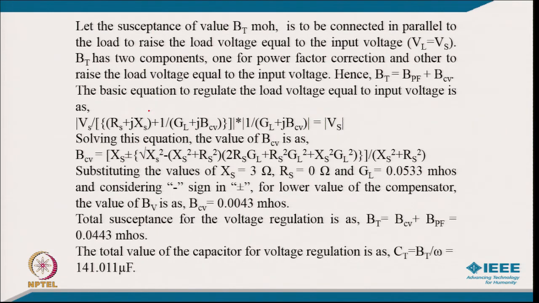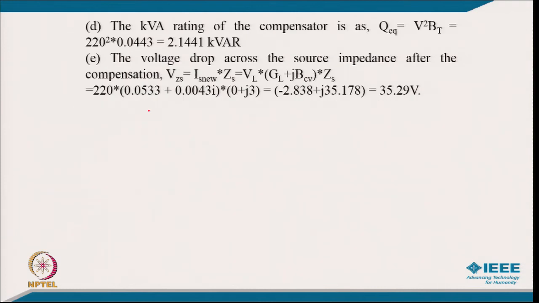So, the total susceptance for voltage regulation, BCV plus BPF, will be 0.0443 mho, and the total value of the capacitor for this voltage regulation is CT equal to BT upon omega, that comes to 141.00 microfarad. So, if you put this much capacitance in parallel to this load, you will get the same voltage across the load as the source voltage, and this will be the condition for zero voltage regulation. If you have to find the kVA rating for this compensator, that will be V square BT, and you can put V square as 220 squared into 0.0443, and it comes to 2.1441 kVAr.